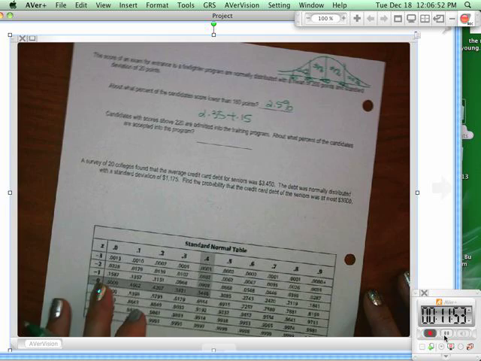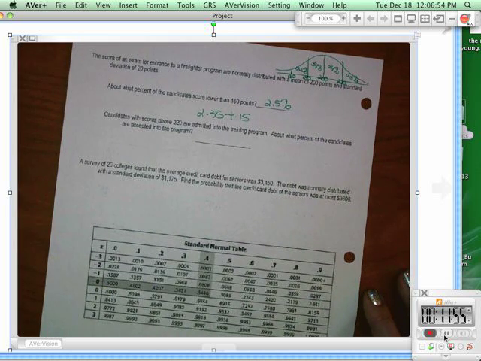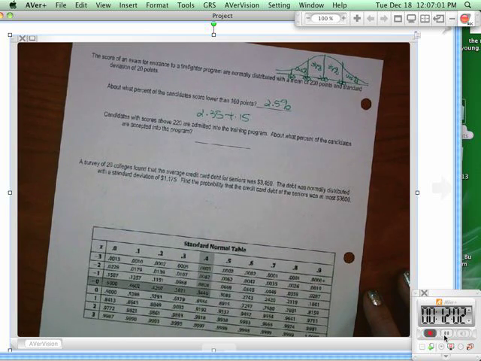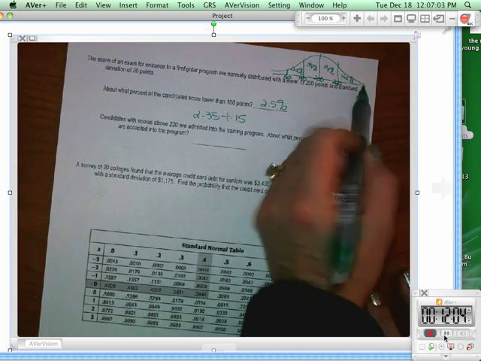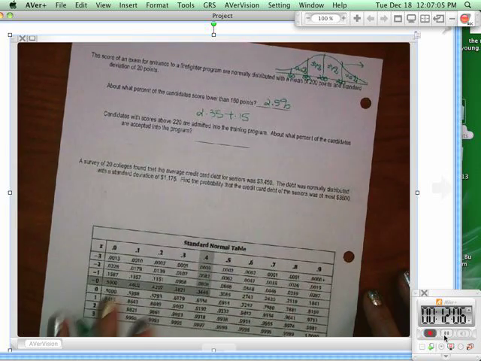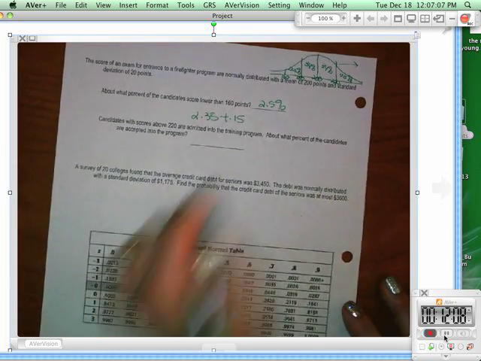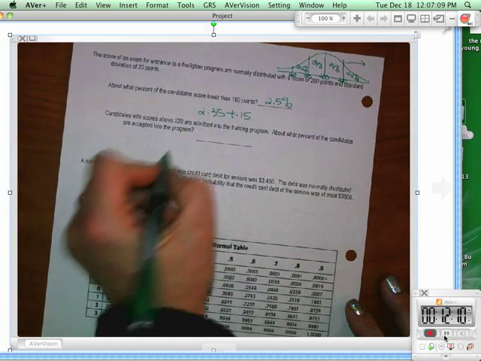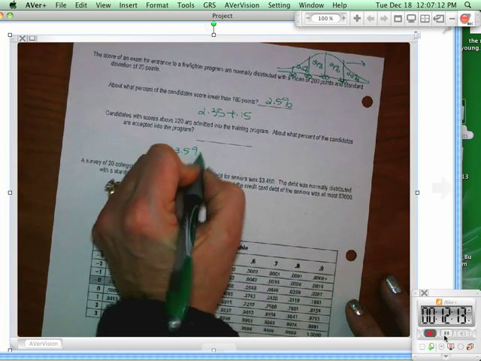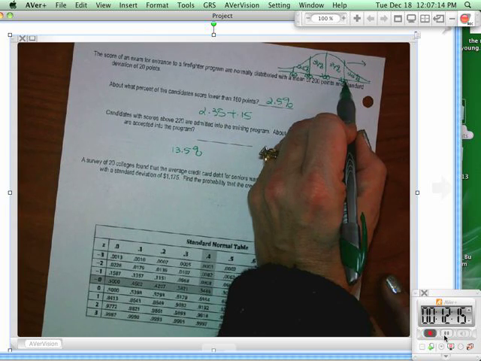All right, so candidates with scores above 220 are admitted to the training program. About what percent of the candidates are accepted into the program? So we're looking at above 220, so we're looking for this direction here. Okay, so it's going to be 13.5%. That's just one standard deviation over and everything above.